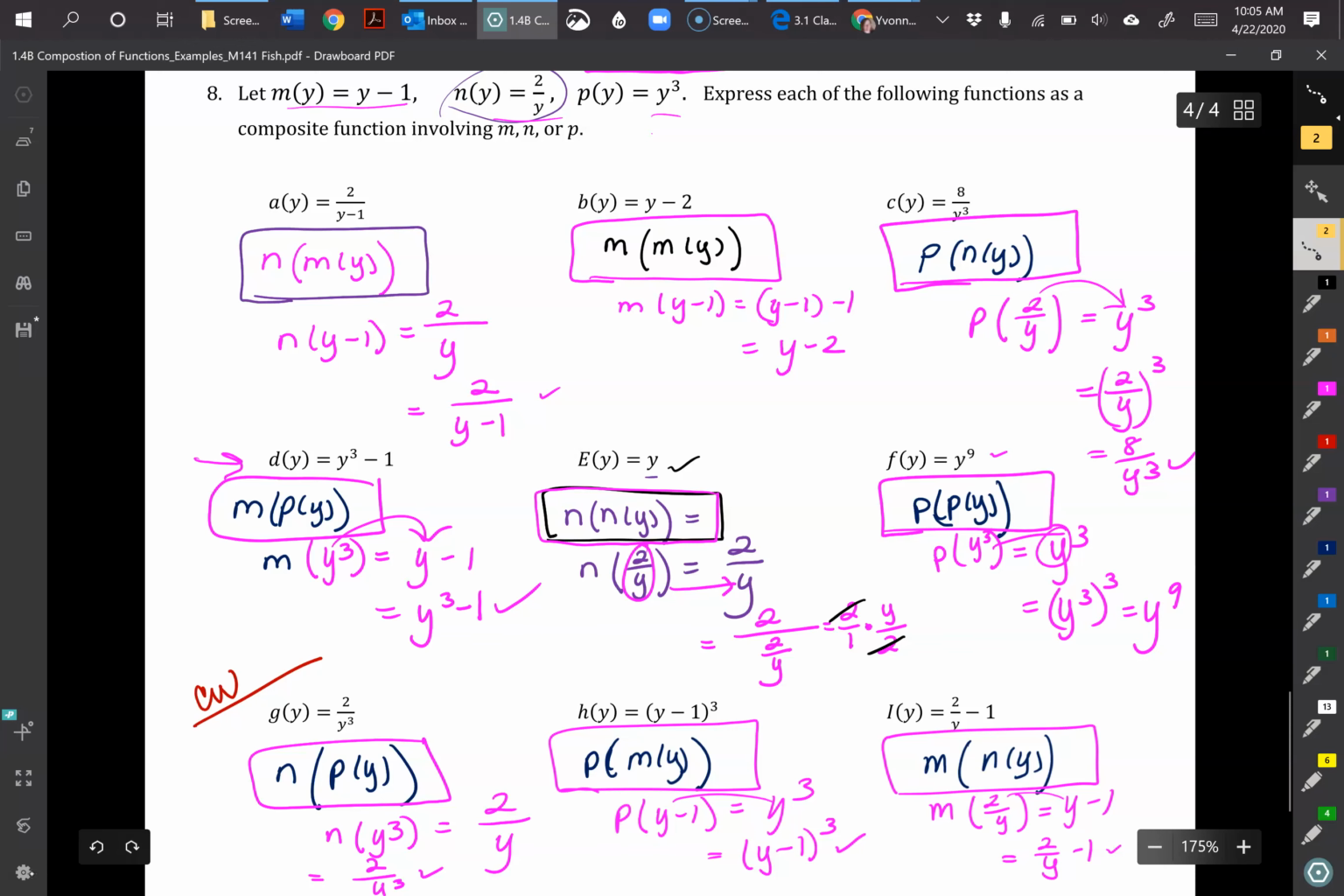The next one, h of y equals quantity y minus 1 cubed. We get p of m of y for our answer. And last one, i of y equals 2 over y minus 1. We get m of n of y. And there's my check for that. And just let me know if you have any questions. You can just do a quick email and I can explain it further if you need to.